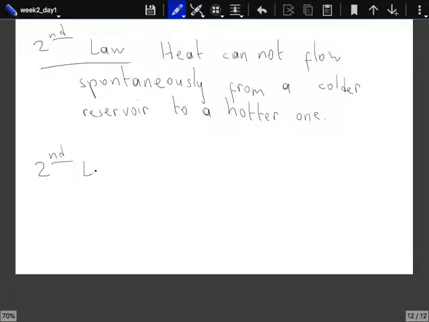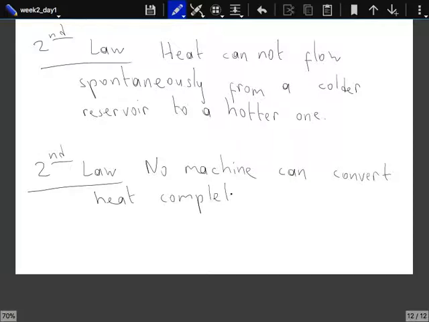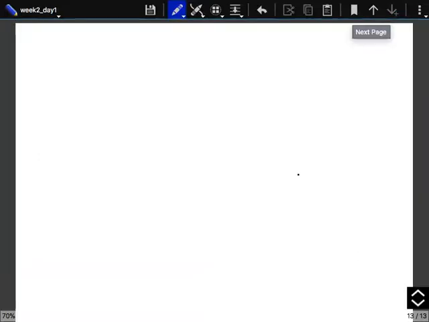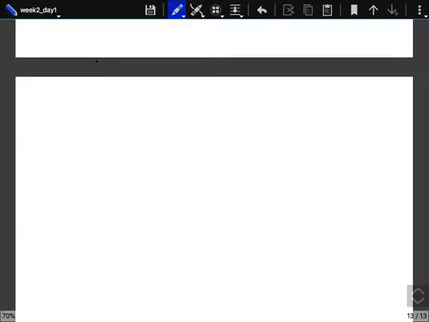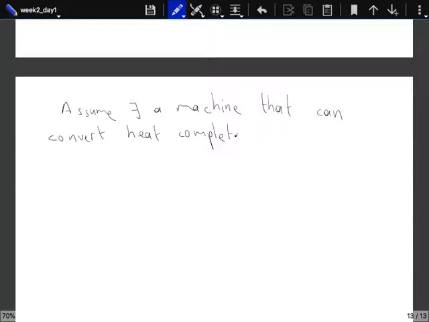Well, another statement of the second law is that no machine can convert heat completely into work. Well, let's see how this comes from the second law. Let's assume there exists a machine that can convert heat completely into work.